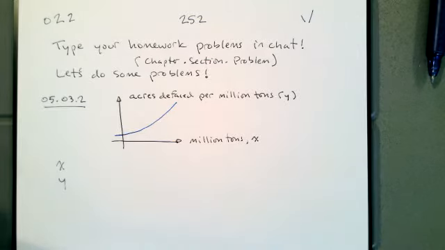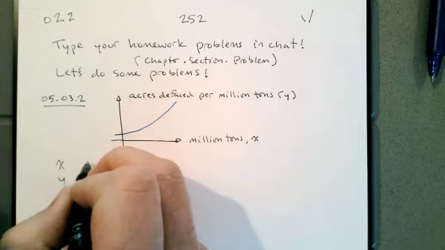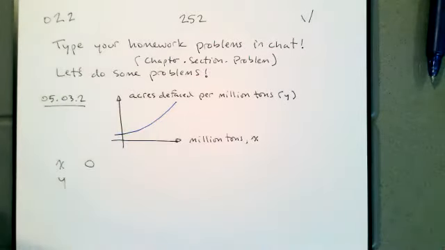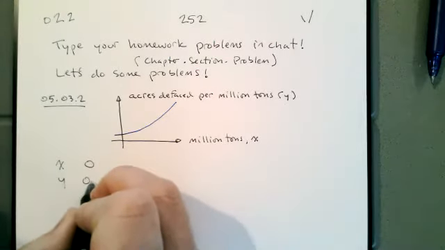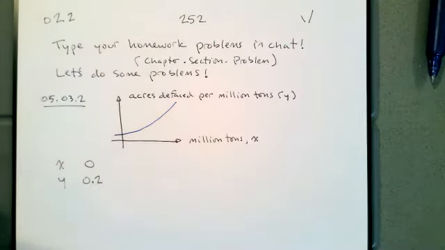So let's first translate the graph into a table of values, because that's how this is going to operate. We don't have any kind of mechanism for coming up with a formula for this function. Let's just grab some values and make an approximation. So it looks like if we extract 0 million tons of coal, measured from present day, then the graph is telling us that there will be 0.2 acres defaced. And then I'm just going to try to get values for 1, 2, 3, 4, and 5.